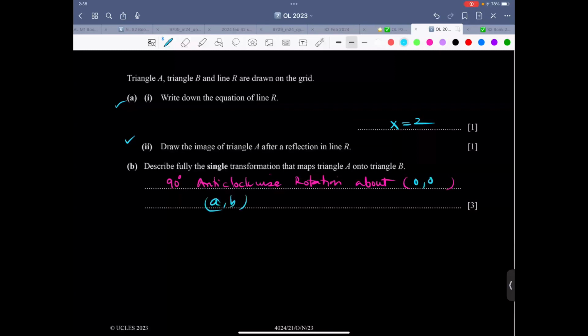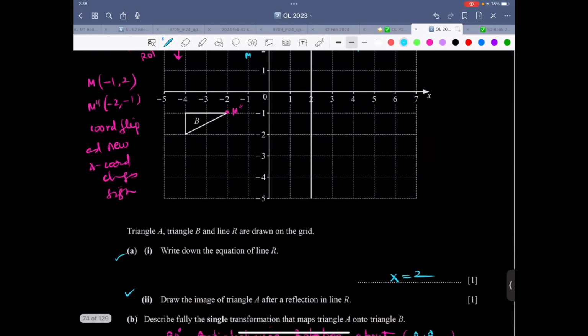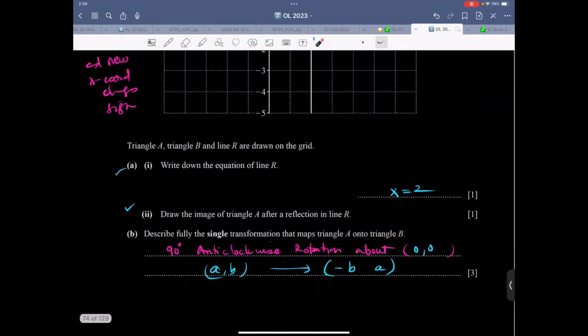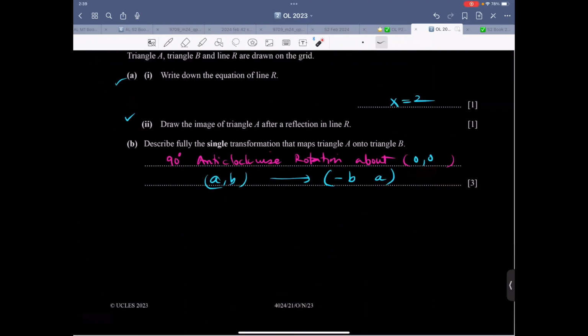So (a, b) becoming (b, a) and the new x coordinate changes sign. Look over here, this -1, the x coordinate becomes the y coordinate. The y coordinate becomes the x coordinate. The new x coordinate changes sign. It was positive, it became negative. So that only happens with this. There is no addition or subtraction in the coordinates. Therefore, it's about the origin.